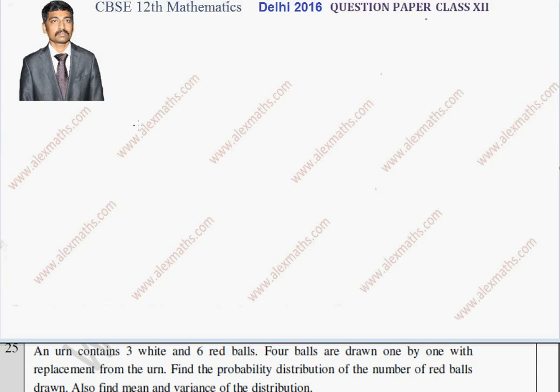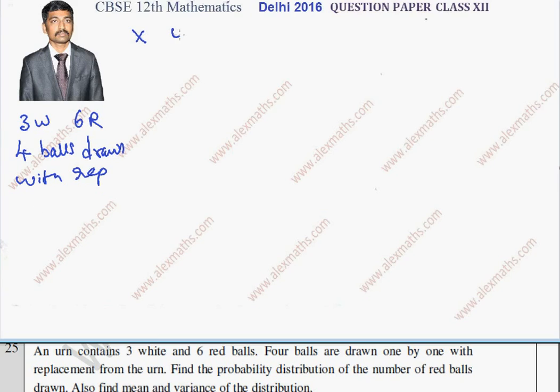Question number 25. An urn contains 3 white and 6 red balls. 4 balls are drawn with replacement. And we have to find the probability distribution of the number of red balls.